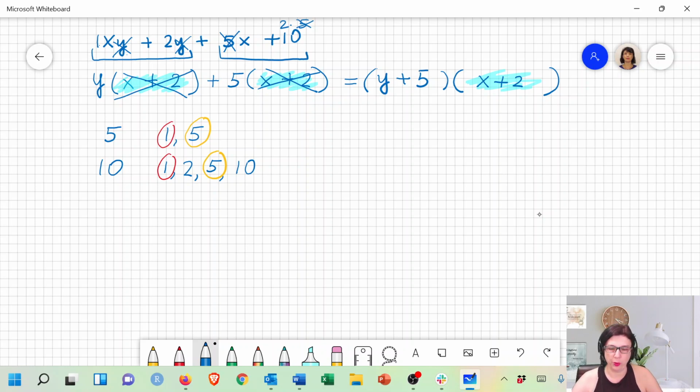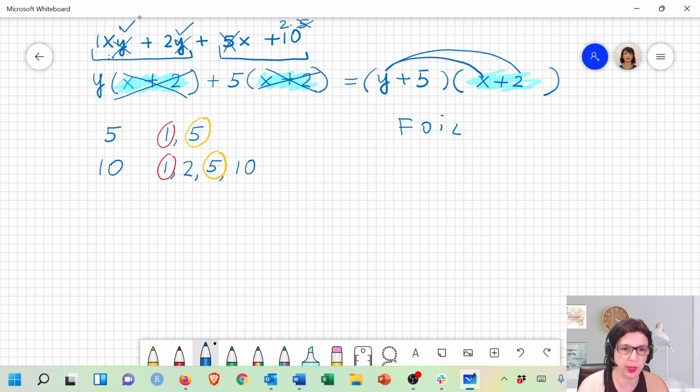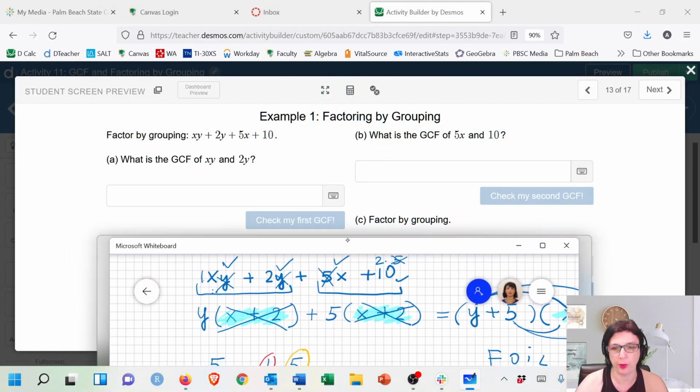We factored it by grouping. Now, to see if we did it right, you can always use the FOIL technique, right? So remember, when we FOIL, we do first, so that's yx or xy, so that matches the first term. Then we have outer, which is y times 2, that's 2y, so we got this term. Then inner, which is 5 times x, and that's this term right here. And then last, 5 times 2, that's 10, so that's over here. So we can FOIL, and we see that we got the expression that we started with, which means that we did it right.